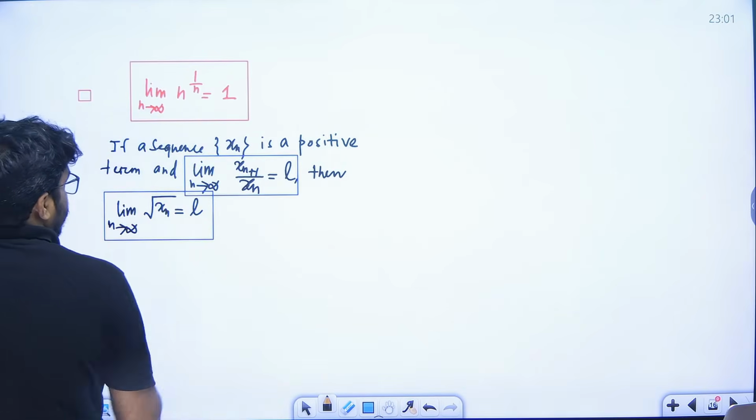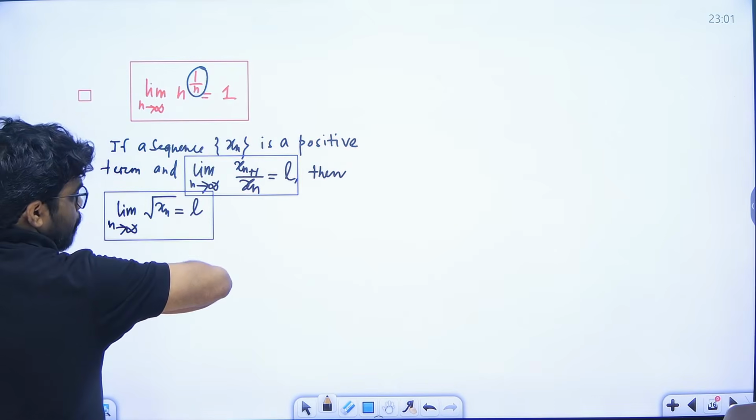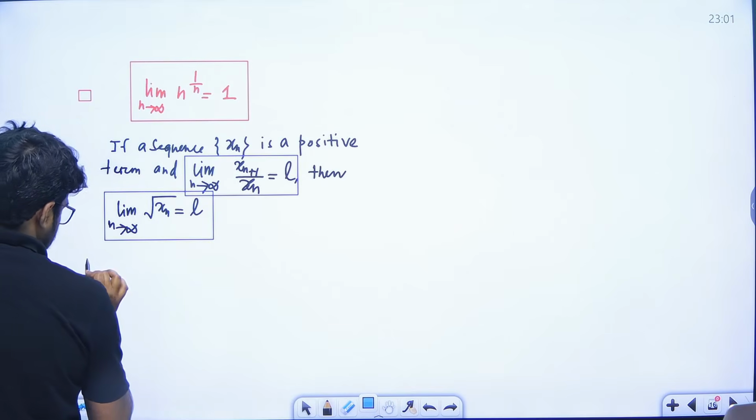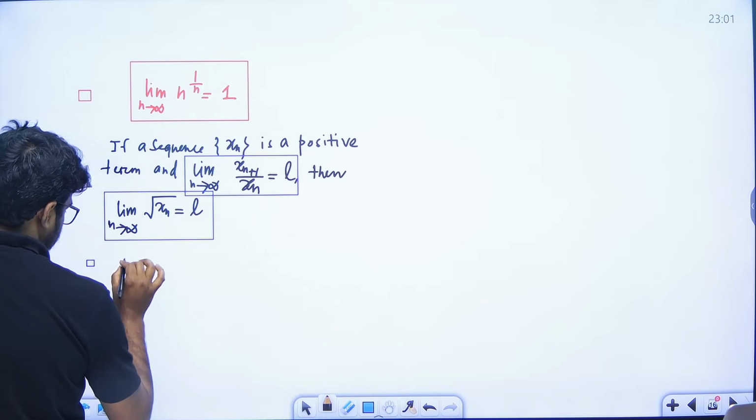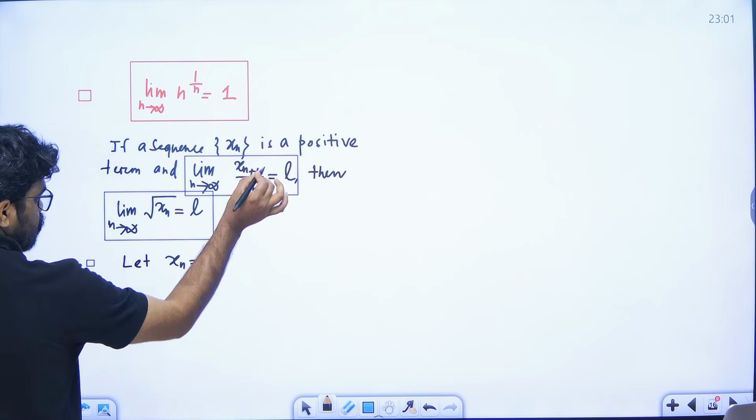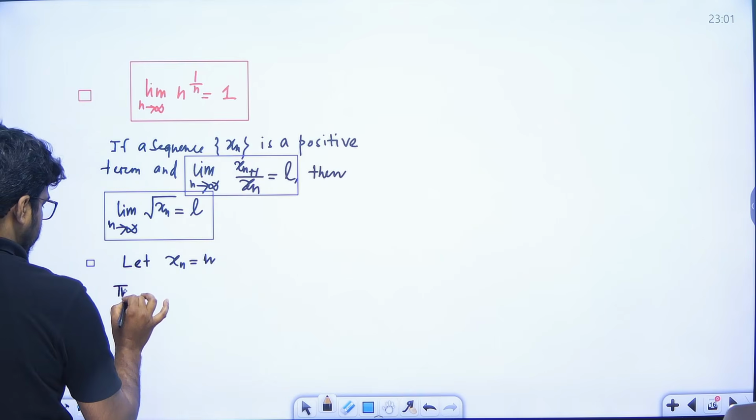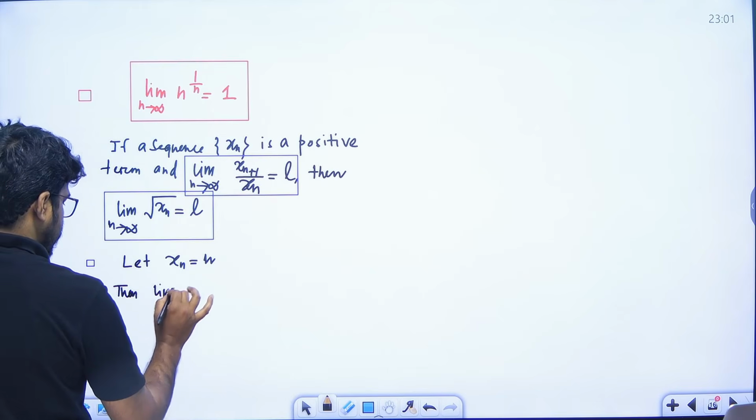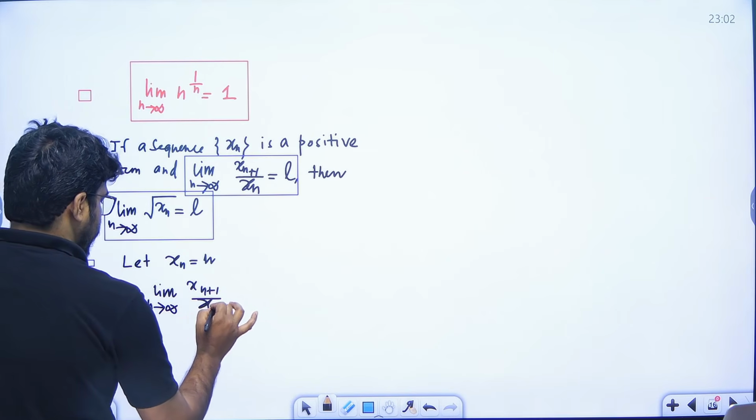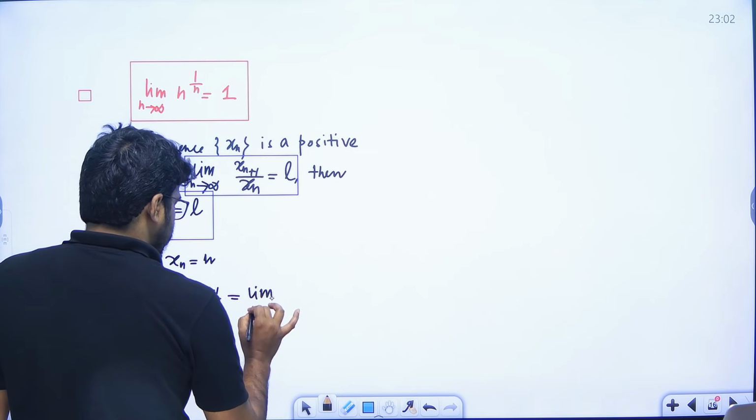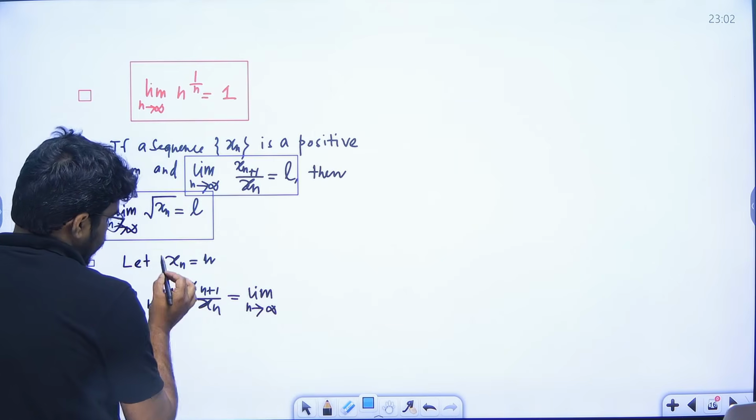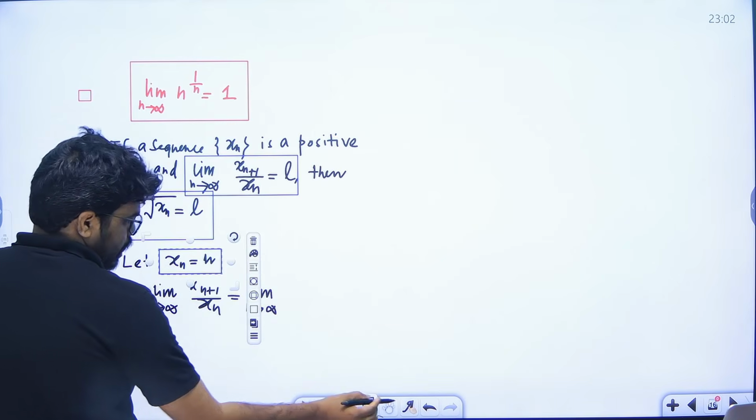So here xn to the power 1 by n, so automatically power 1 by n চলে আসবে। Just consider xn is equal to n. Now just calculate this. Then limit as n tends to infinity of xn plus 1 by xn. What is xn plus 1? Xn is n, so xn plus 1 is n plus 1.